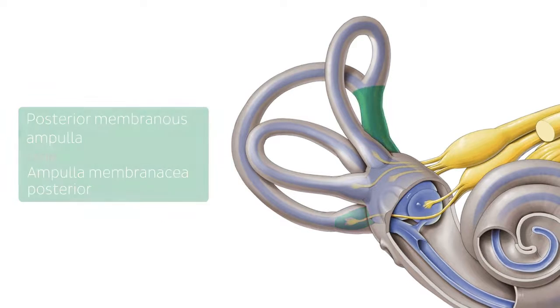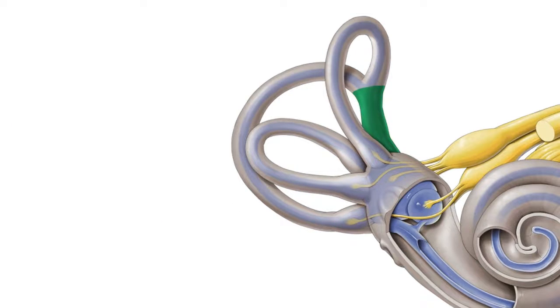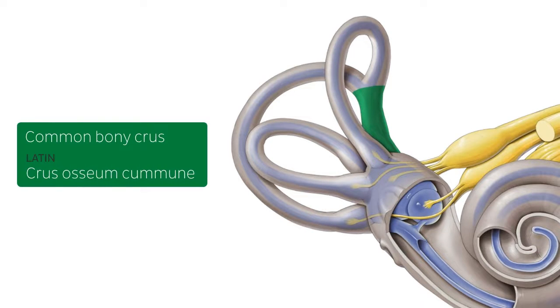The ampullae of the three canals open into the vestibule independently. However, the non-ampullate ends of the anterior and posterior semicircular canals fuse to form the common bony crus. Therefore, we can say that the common bony crus is formed by the anterior semicircular canal and the posterior semicircular canal, joining to form a common limb. This posteriorly situated limb can be seen here in our illustration highlighted in green.